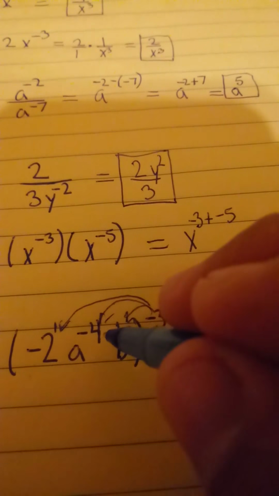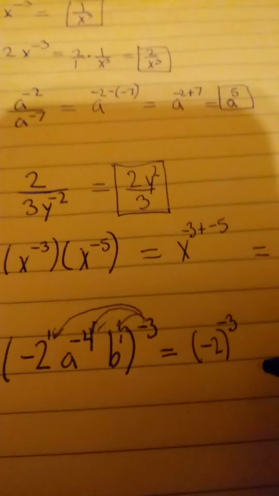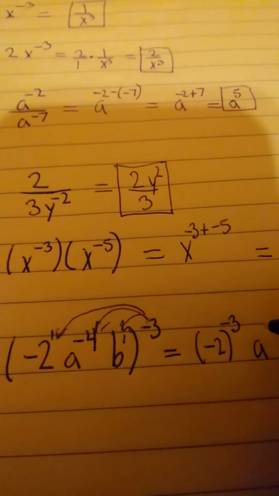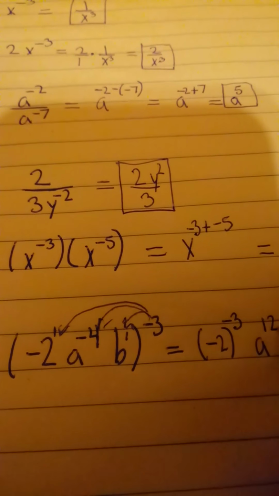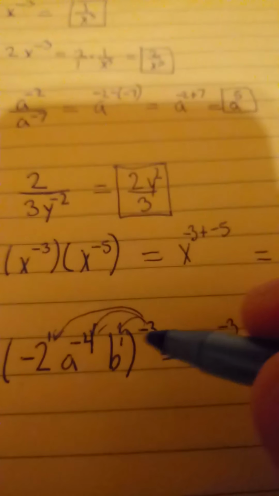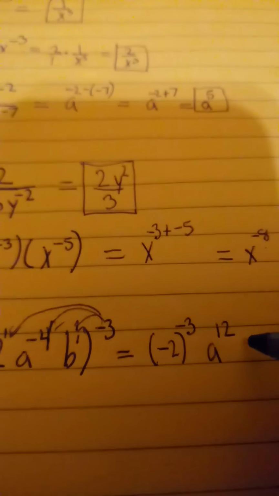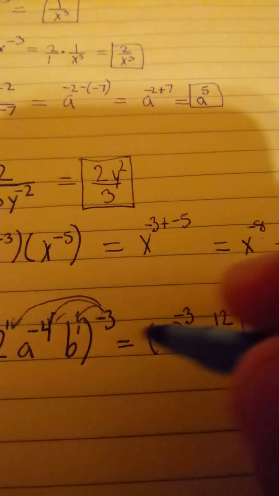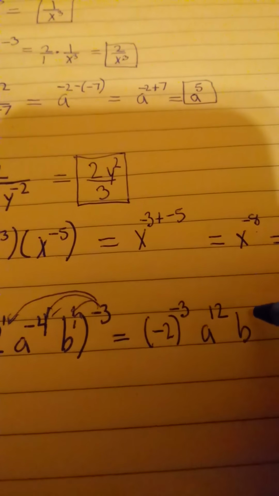A raised to the negative 4 raised to the negative 3rd, you multiply them. So this will be a to the 12. And it's positive. Watch out for the sign change here. And the same thing with the b. 1 times negative 3, that'll be negative 3.